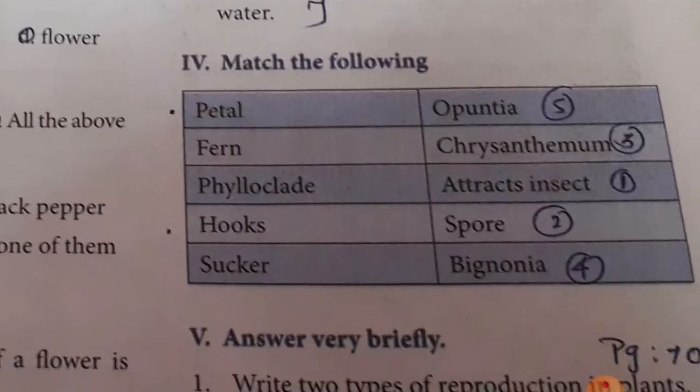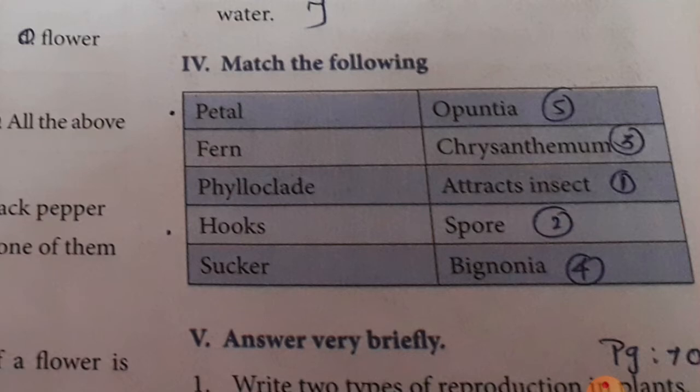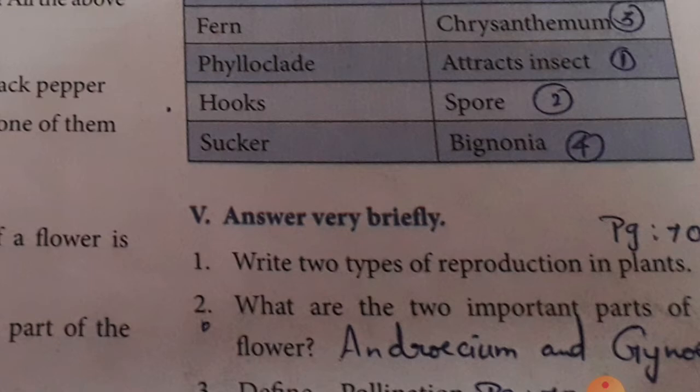Yes. Fifth one, leaves of aloe vera are fleshy and store water. The statement is also true. Fourth Roman letter, match the following, children. First question, petal, attract insects. Second one, fern, spore. Third one, phylloclade, chrysanthemum. Fourth one, hooks, bignonia. Fifth one, sucker, opuntia. Is this clear to you, children? Yes, now let's move to the question answers. Okay, take your classwork, children.